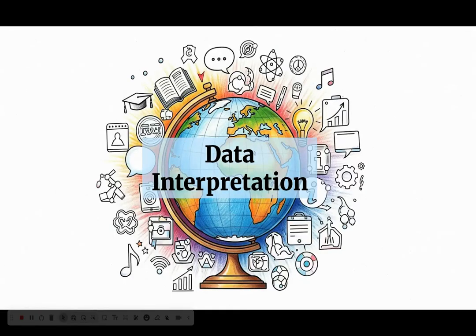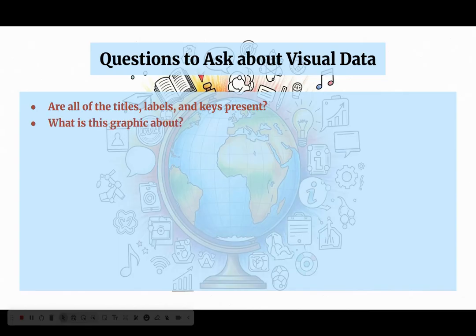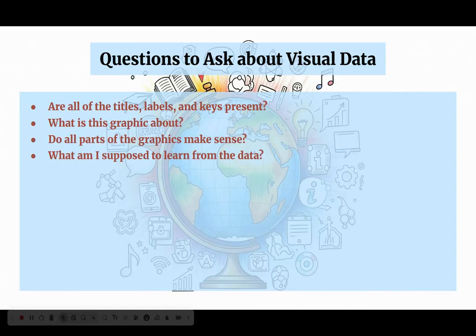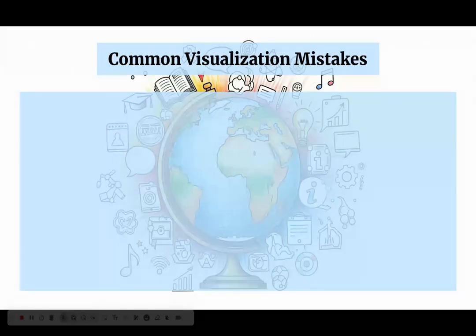So now that we've talked about the 4 probably most popular graphic designs, visual designs, let's talk about how to interpret that visual data. So here's some questions to ask about visual data. You can ask, are all of the titles, labels, and keys present? What is the graphic about? Do all parts of the graphic make sense? What am I supposed to learn from the data? Did this come from a credible source? And what patterns or discovery do I notice in the data?